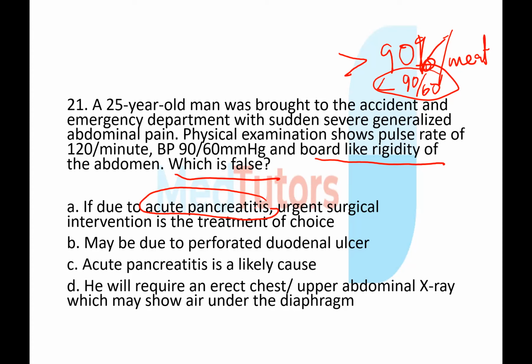Maybe due to perforated duodenal ulcer, that is correct. Acute pancreatitis is a likely cause, is correct. He will require an erect chest X-ray. Yes, when you do a chest X-ray, you will be looking for air under the right hemidiaphragm.